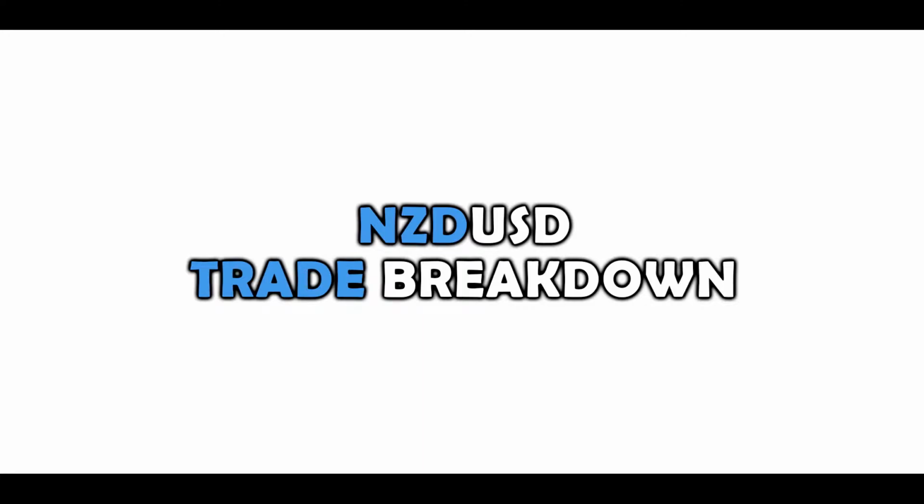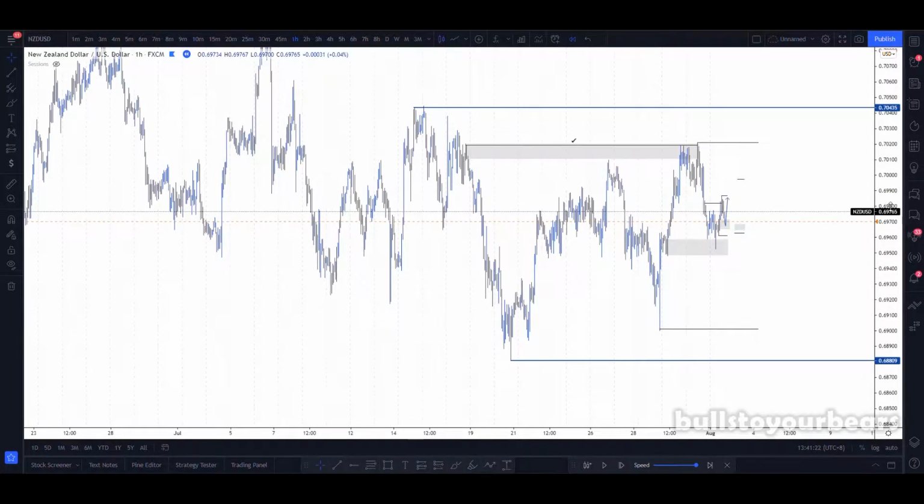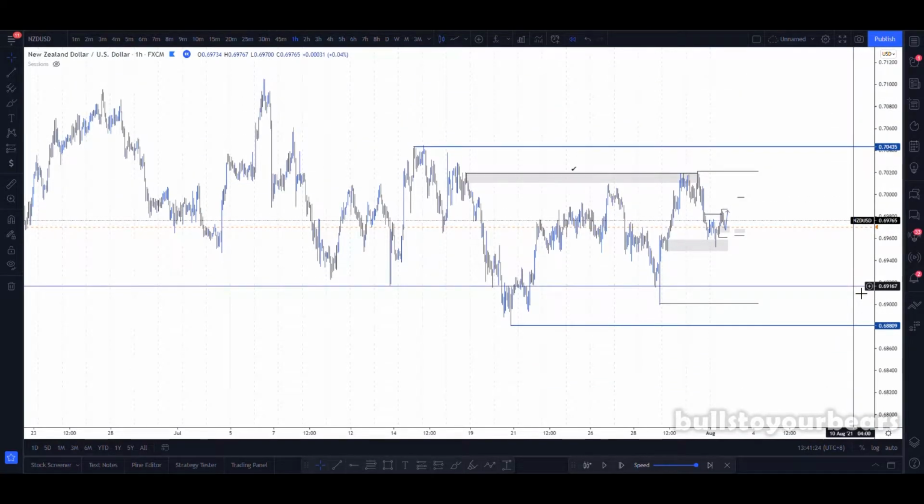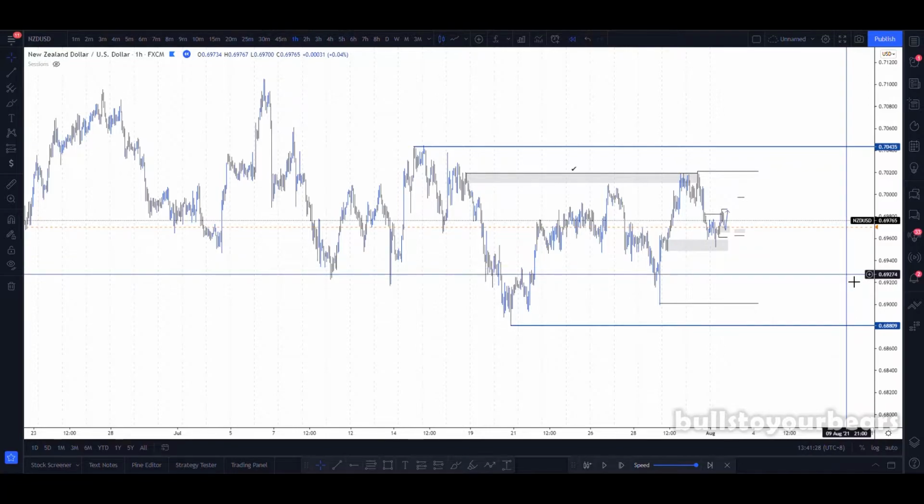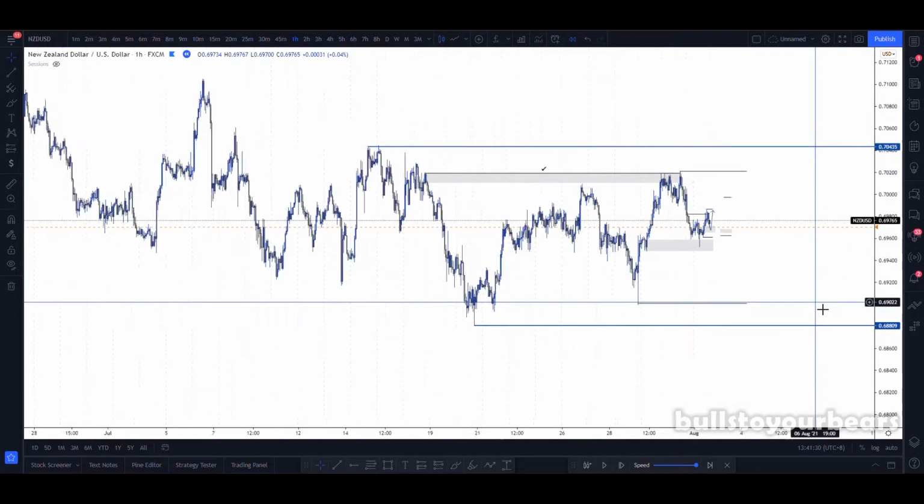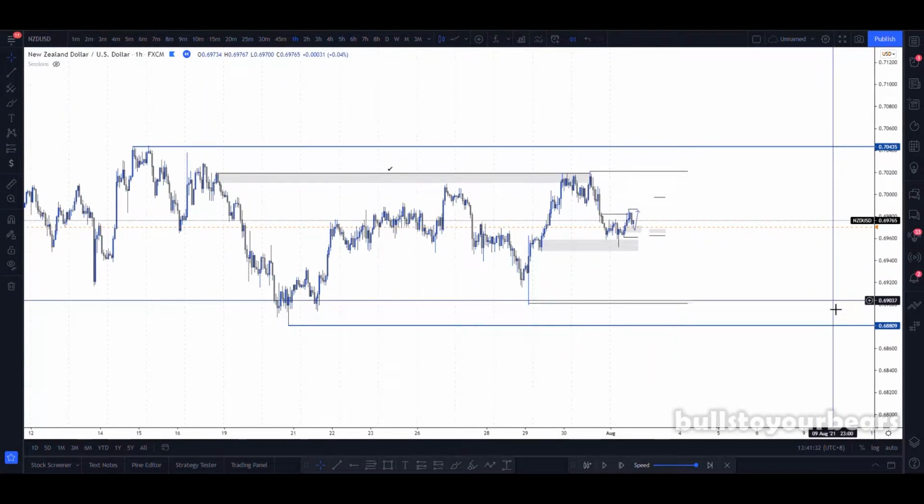Hey guys, welcome back. Today we'll be going through a trade breakdown on the New Zealand dollar that ran a total of, I think, 10R. But this time I didn't catch any, right? So I'm going to show how it failed and why it failed. Basically I got stopped out of this trade and it went my direction, right?